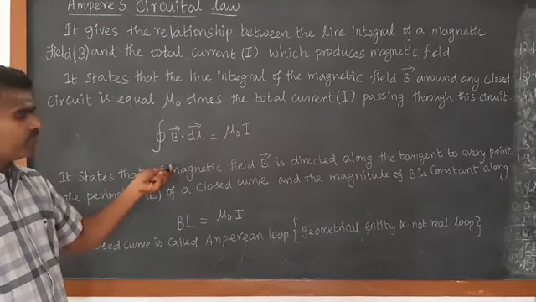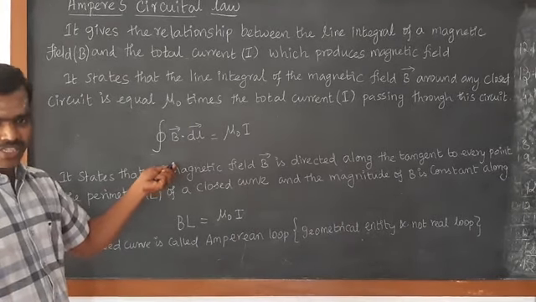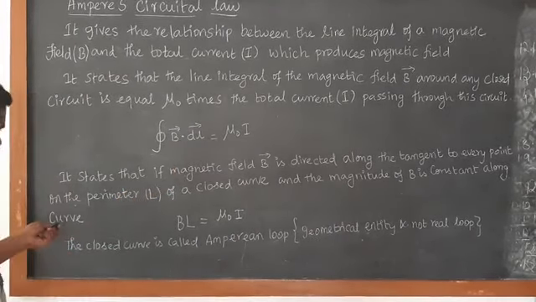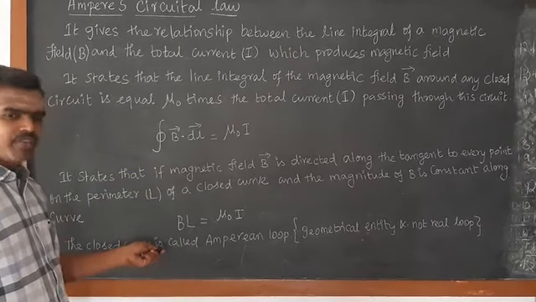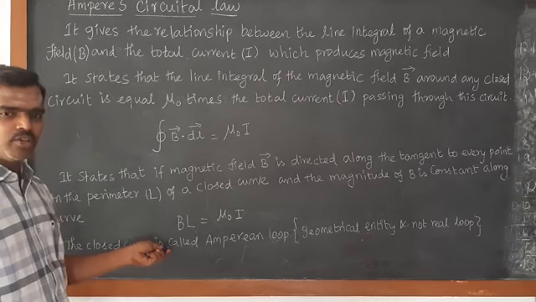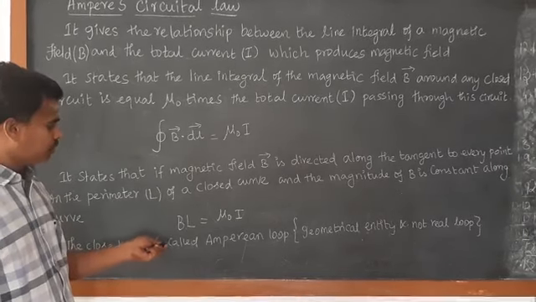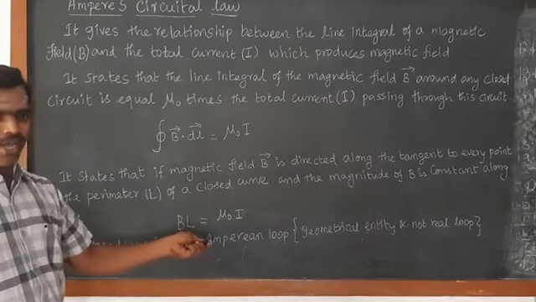So the line integral of dl of a circle gives the perimeter. That's why I said here the perimeter, right? The perimeter of the circle will give L. If you say in formula, that will give 2 pi r, right? So B into capital L is equal to mu naught I.